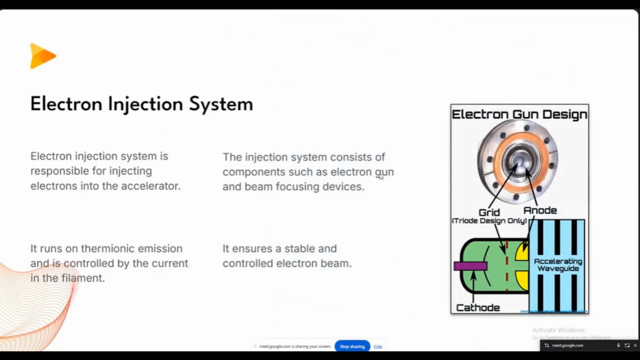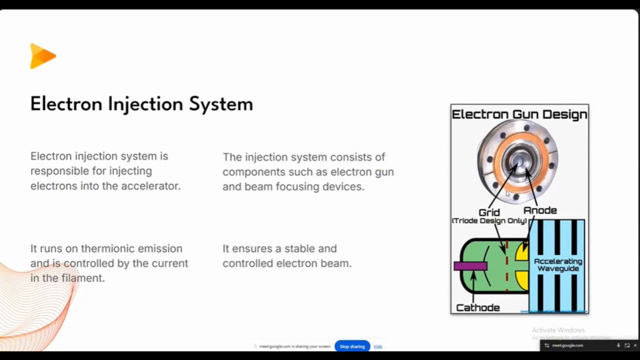So first we discuss the electron injection system, how the electrons are being injected in the waveguide. Electron injection is a very simple process, very simple physics. The old incandescent bulb in our houses, now it is replaced by LED bulbs. But if you remember those old incandescent bulbs, there used to be a tungsten filament encased inside a glass. The same thing is used here.